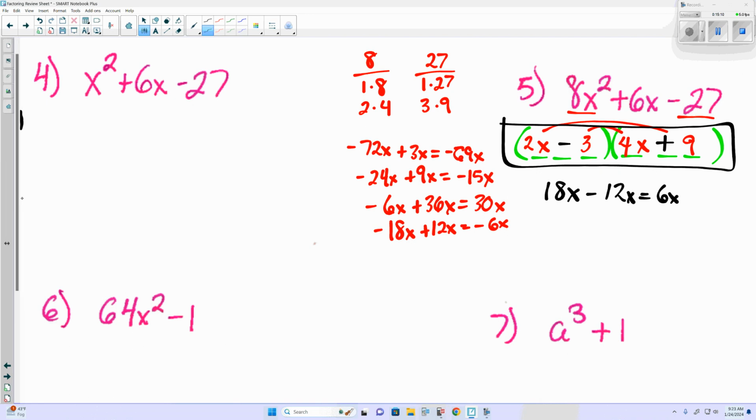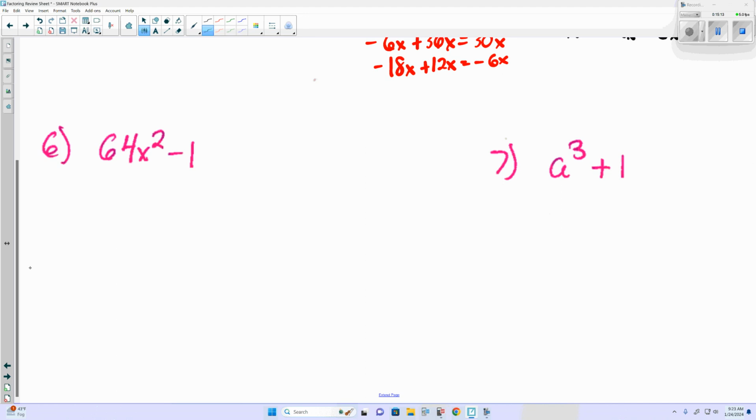Next one that I have down that I want to look at is number 6, 64x squared minus 1. Two terms. Look for greatest common factor first. Even if we do know it's a difference of perfect squares or some are difference of perfect cubes, find greatest common factor first. Here, there's not one. One of the giveaways is the fact that one of the terms is 1. So we're kind of stuck there. But since we still have this x squared term, it is going to be a difference of perfect squares. And with difference of perfect squares, our signs are opposite. One's positive, one is negative.